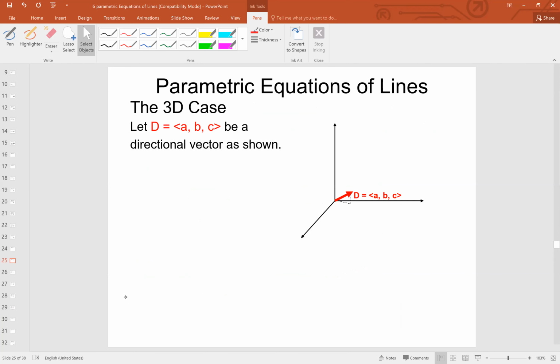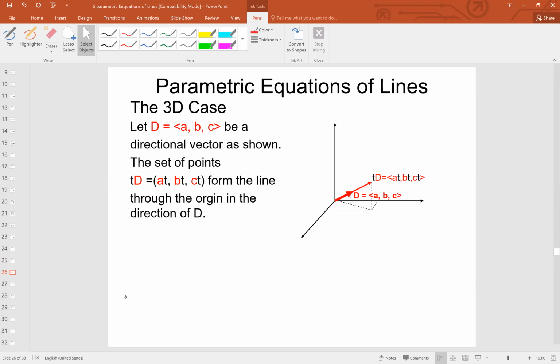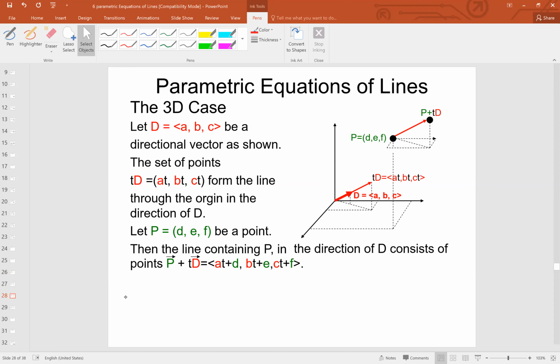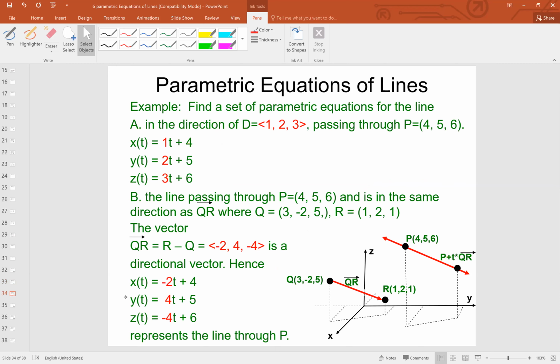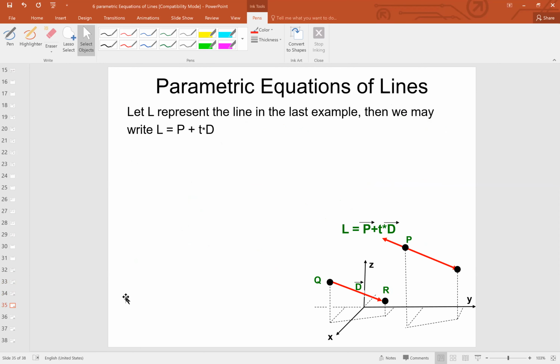The three-dimensional case is exactly the same thing. Here is some visualization in three-dimensional space. I'll be stretching a vector in three-dimensional space, multiplying by scalar t. If I want to move to that point, that will define a line in space passing through the point P in the same direction as d. I have the parametric equations and the vector equations. Here's an example. You can read that along.